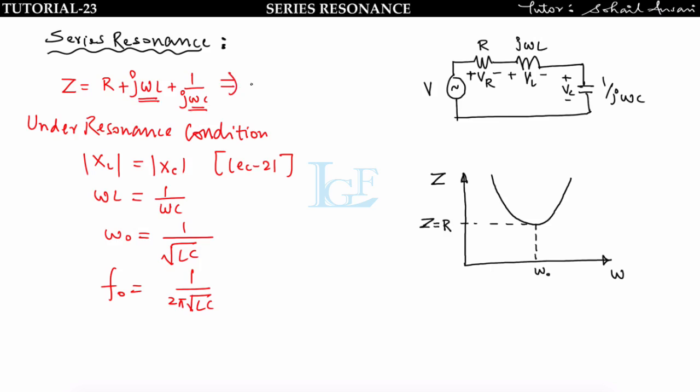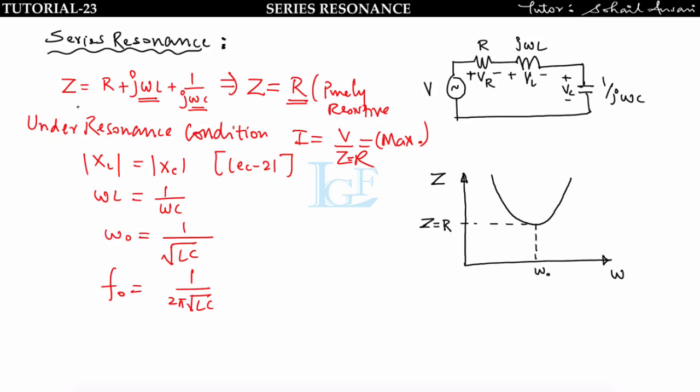So the impedance Z will be purely resistive, right? And current is equal to V upon Z. Since Z is minimum, current will be maximum under resonance condition because Z is equal to R. So under resonance condition the impedance offered in the circuit is purely resistive, which is minimum, so the current flowing in the circuit will be maximum. Also, the inductive reactance is equal to capacitive reactance, or in other words the voltage drops across inductor and capacitor are equal.